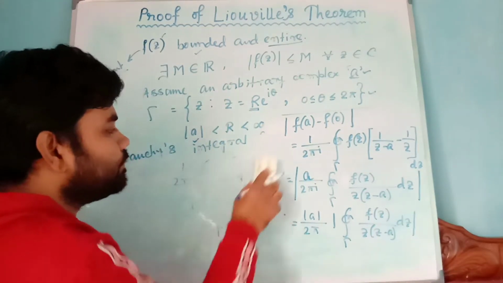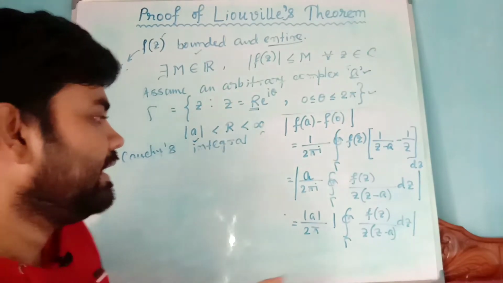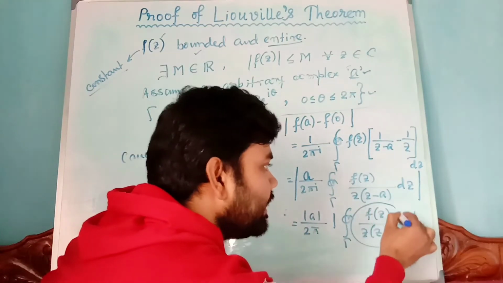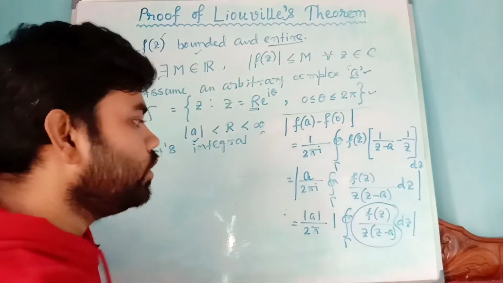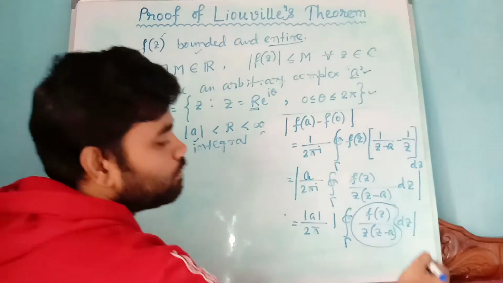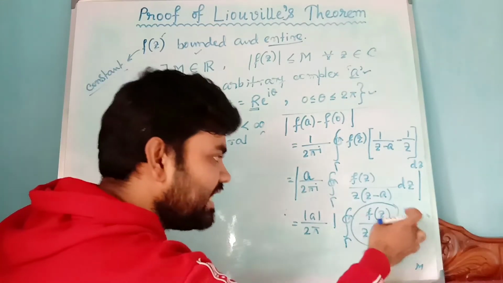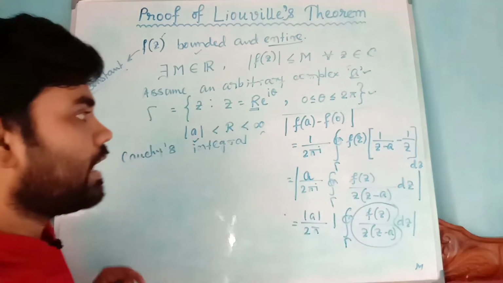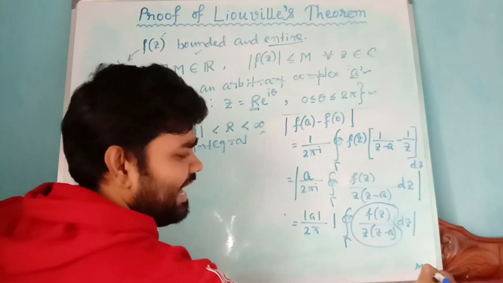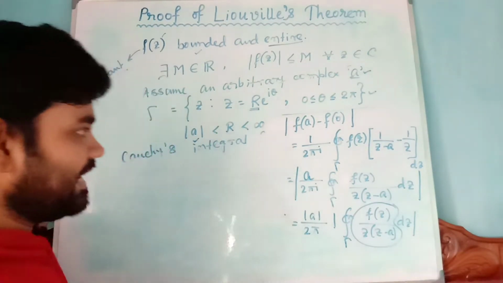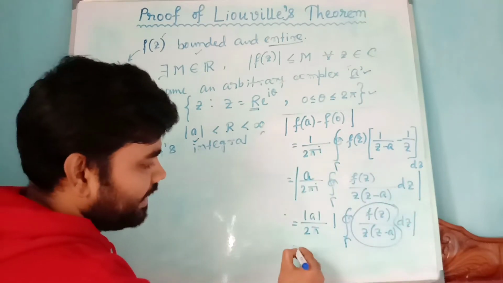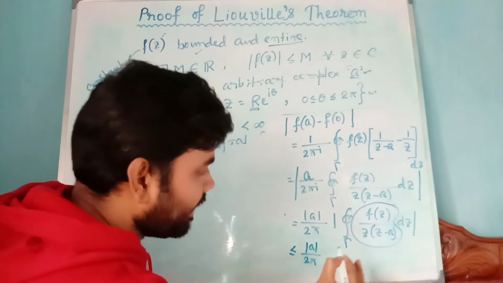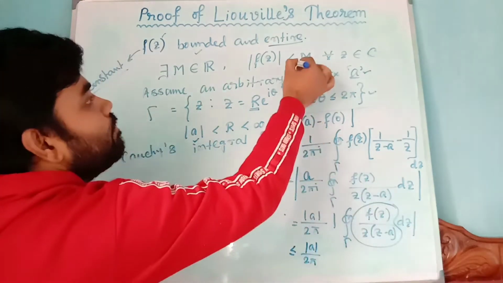Emil's inequality says that if the integrand has a maximum value M on gamma, then the modulus of the integral will be less than or equal to M times the length of the curve gamma, ML we write. So in this case, this portion will be less than or equal to mod a divided by 2 pi, where f(z) has the maximum value M.